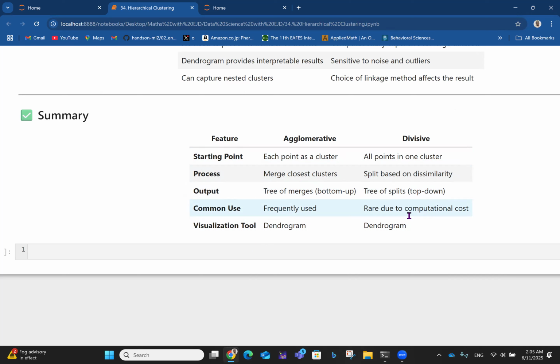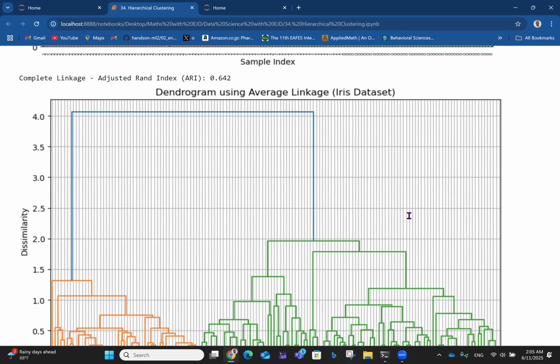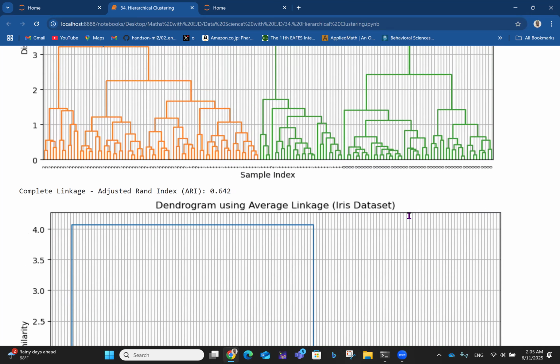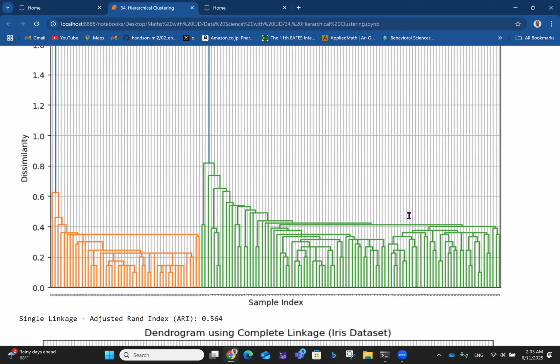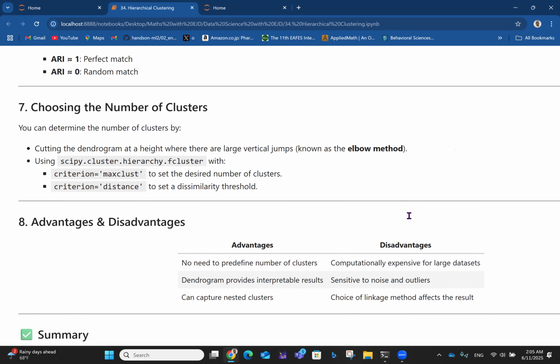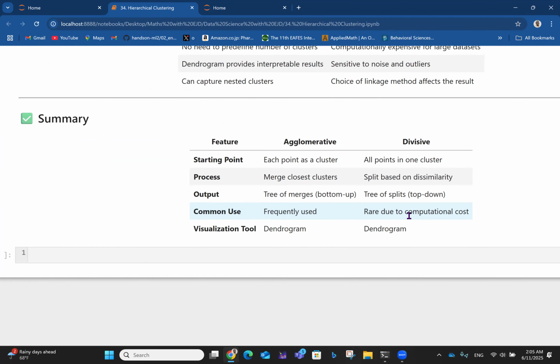So with this, we come to the end of this idea about hierarchical clustering, talking about the single, complete, and average linkage. We see that average linkage seems to do better in the case of the Iris dataset. You may want to try other datasets to be sure. And of course, use the ARI score to know which performs better. That is the adjusted Rand index.